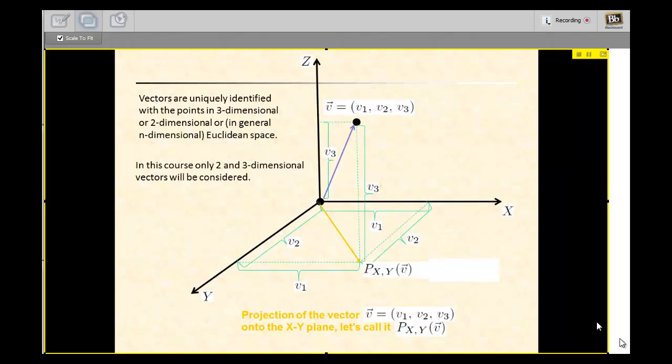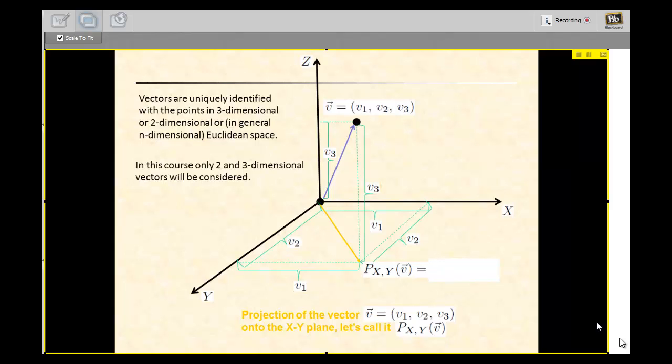The next thing is the projection. The projection means we will take a reflection, the projection of a vector onto the xy plane. Let's call it pxyv. What is the image of that vector? That's called the projection. We will take it in yellow color. It shows the projection of the vector v, where v is equal to v1, v2, v3.